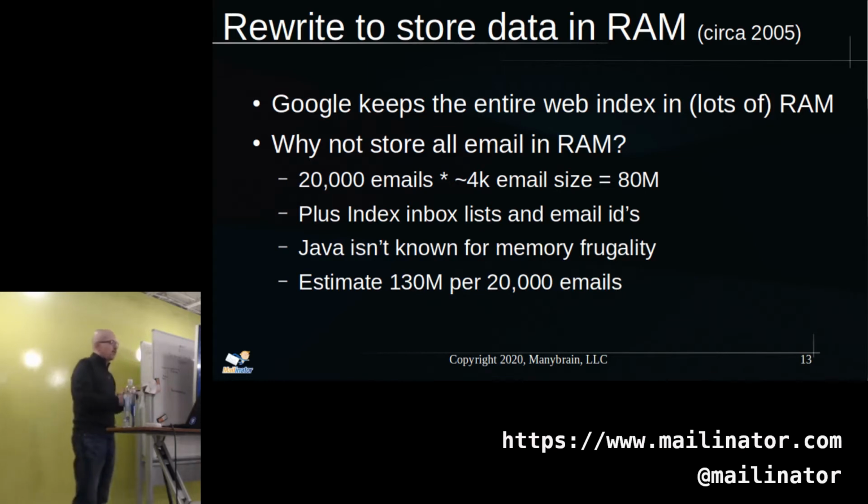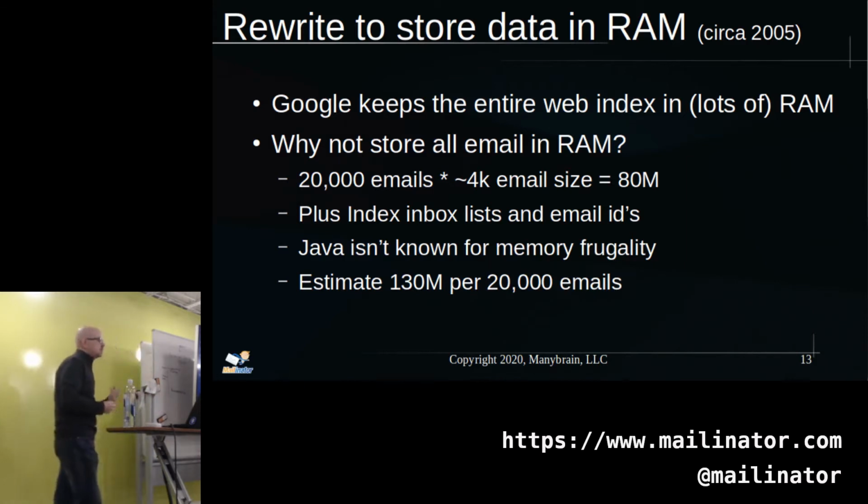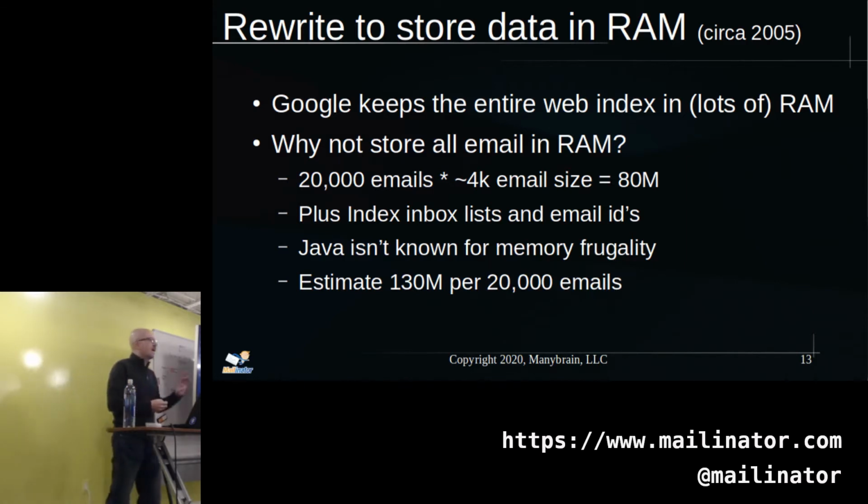But let's say average 4K, that's 80 megabytes. However, I still have to store indexes for inbox list. I have to store indexes for email IDs. Java is not known for its memory frugality, right? By the way, this entire system is written in Java. So I estimated about 130 megabytes of RAM to store 20,000 emails.